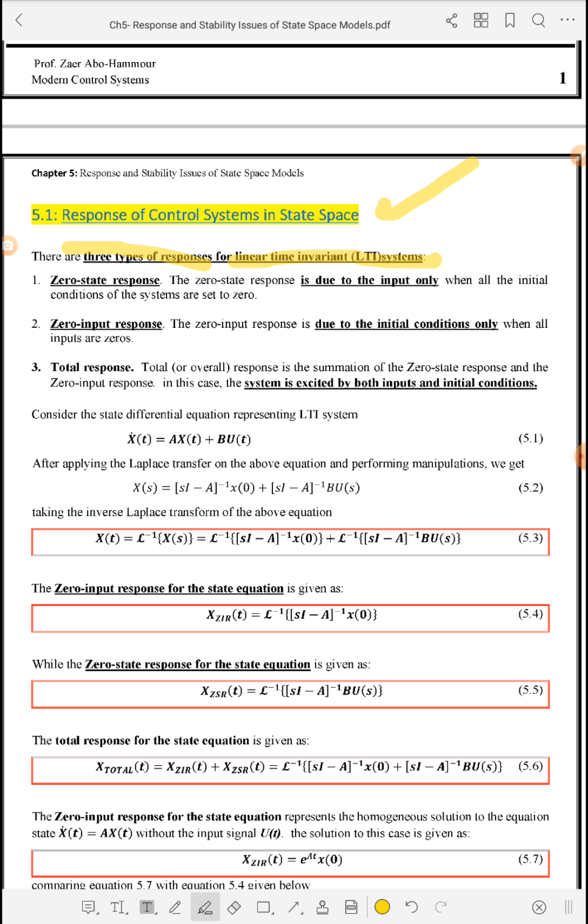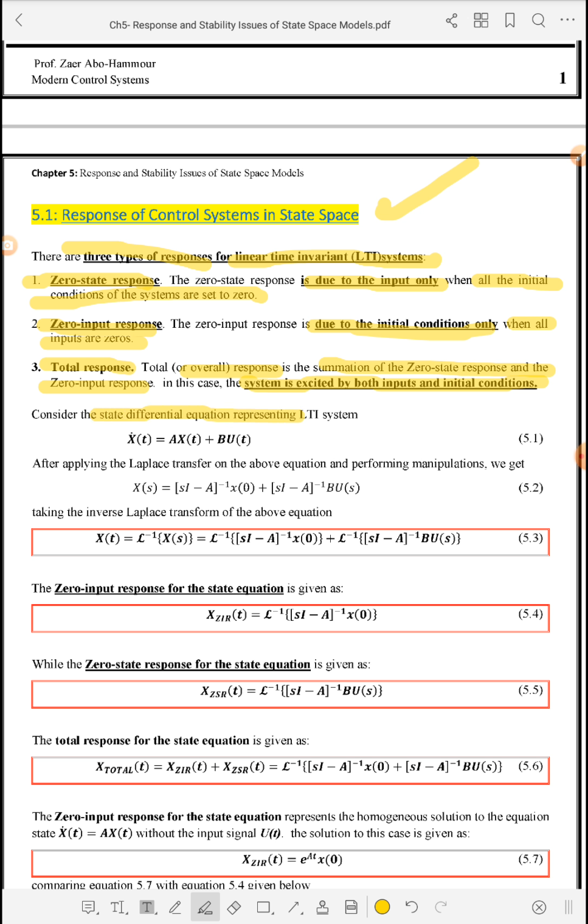So the 3 types of responses that are covered for any LTI system consist of the zero state response, and this is the response due to inputs only when all initial conditions are set to 0. The other type is the zero input response, and it's clear from its name that all inputs are 0 and the response is only due to initial conditions. And the third category is the overall response or the total response, which is the summation of the zero state and the zero input response, when the system is excited by both the initial conditions and the inputs.